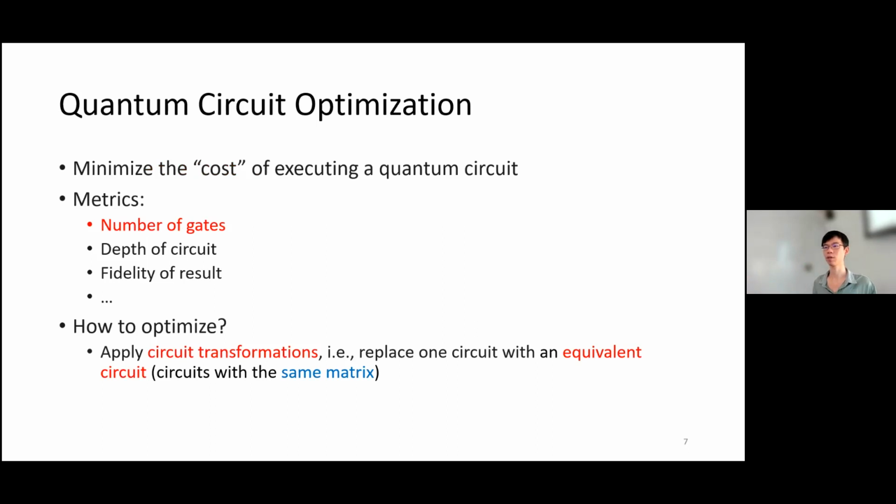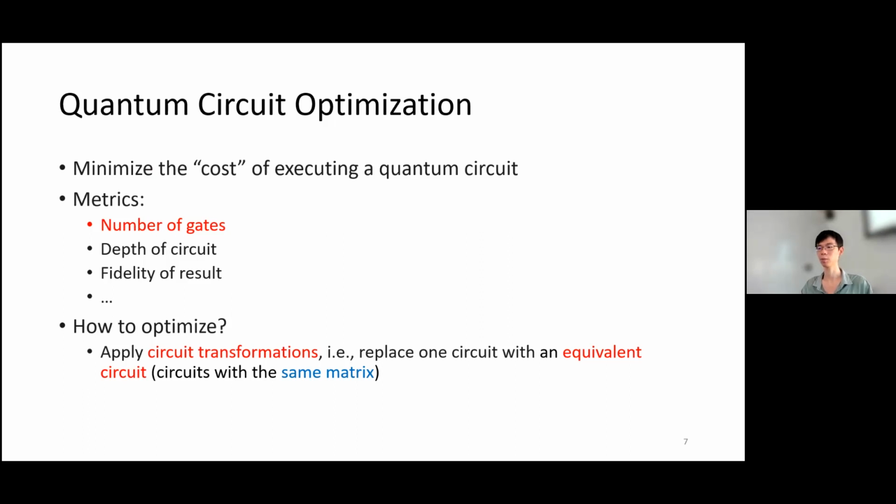Okay, so quantum circuit optimization is about minimizing the cost of executing a quantum circuit. There are a lot of different metrics, for example, the number of gates, the depth of the circuit, and the fidelity of the result. Fidelity is like the error rate, because nowadays quantum computing has some errors. The depth of the circuit is actually the running time, but it's hard to optimize that. So we pick the number of gates, which is consistent with previous papers. A lot of previous papers use the number of gates as the metric.